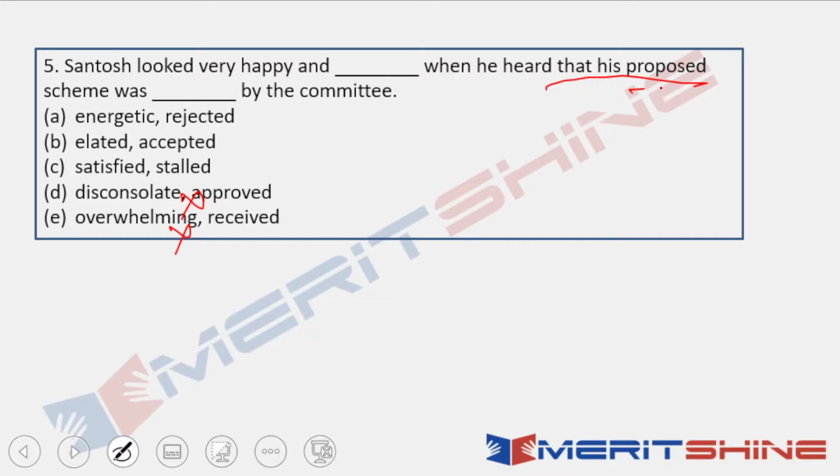Now, when he heard that his proposed scheme was rejected, stalled, accepted. Now, will you be happy if your proposal is rejected? No. If it is stalled, stalled means stopped. It would not be, right? So, contextually, A and C do not fit. Only B fits. So, only B would be your answer. Clear cut. Right? So see, that's why I said that you could have done each one of these questions within 20-25 seconds. Because when you use this processed way of thinking, you take less time and you are more accurate.